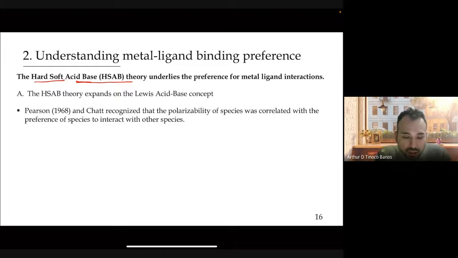All right, so again, this is an extension of the Lewis acid-base concept. This was originated by Pearson in terms of recognizing the polarizability of species. Okay, this polarizability of species. Now, what does that mean? This idea of the movement of electron density within a species, right? And how fluctuating that is, or how stable or localized it can be. Well, that polarizability of species was correlated with the preference of one species to interact with other species.